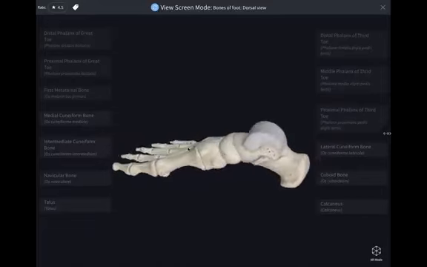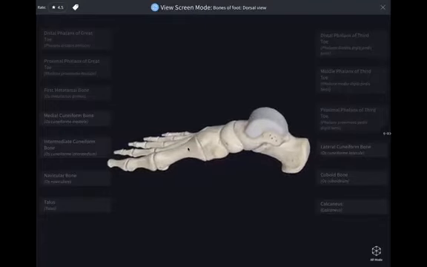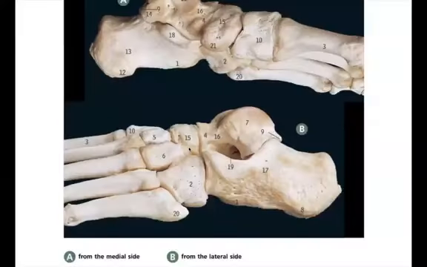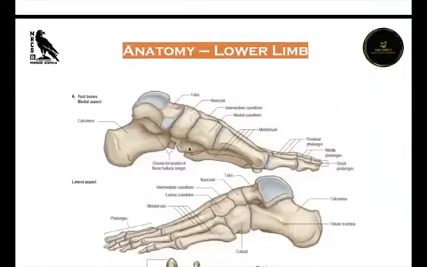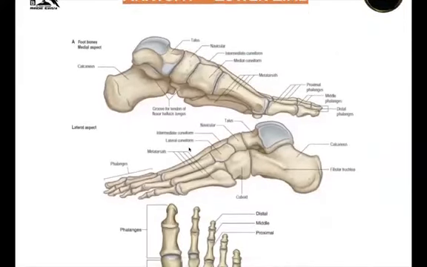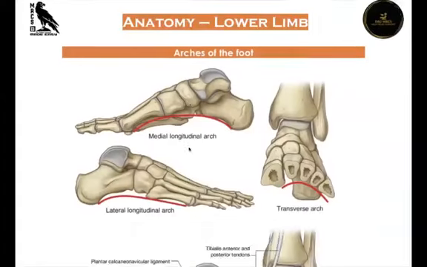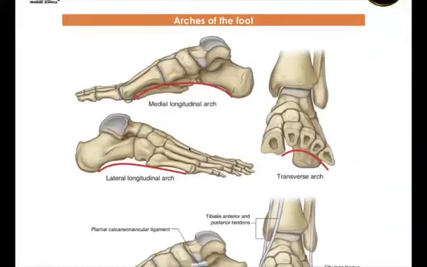Before that, we have to know a few ligaments as well. About the arches, you can see the same picture I have put, but you have to know the arches by heart, because in the exam you will be asked about these arches and also their components. So as I said, on the medial aspect, you are going to have medial. On the lateral aspect, you are going to have lateral. And if you are seeing from the front, then you're going to have a transverse arch.